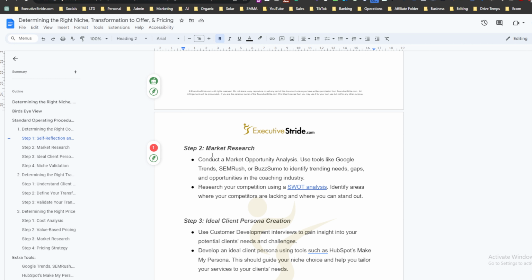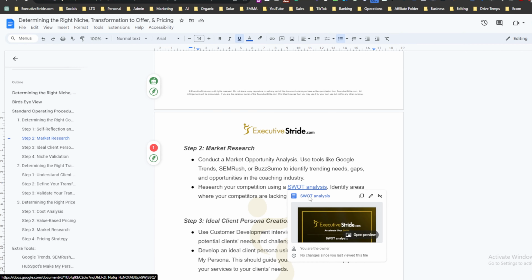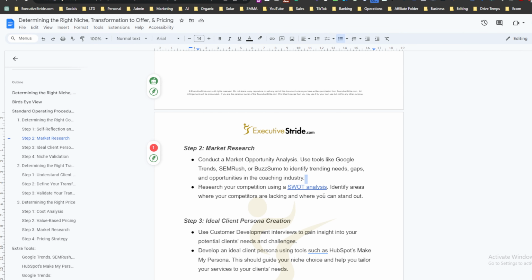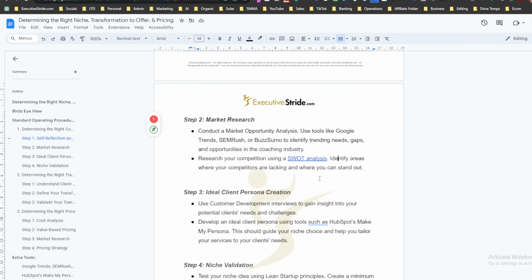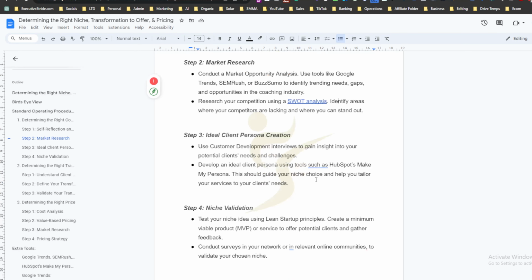But anyways, step 2, market research. Conduct market opportunity analysis. Use tools like Google Trends, SEM Rush, Sumo to identify trending needs, gaps, and opportunities in the industry. All right, it says coaching here in a lot of places, but this applies for any business, whether you're a marketing agency, service-based business. All right, now research your competition using SWOT analysis. So you can check out this guide here. There's also a video on SWOT analysis, how to do it. Identify areas where your competitors are lacking and where you can stand out.